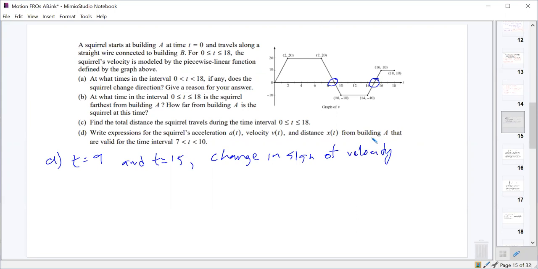That was worth 2 points, 1 for the values and 1 for your explanation.